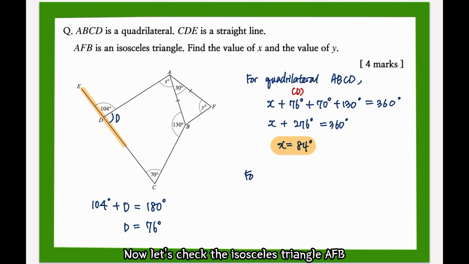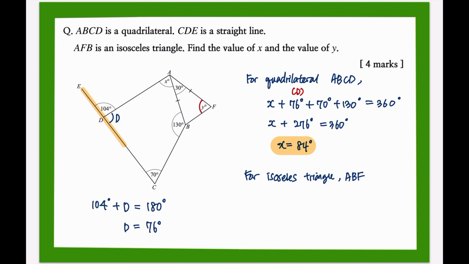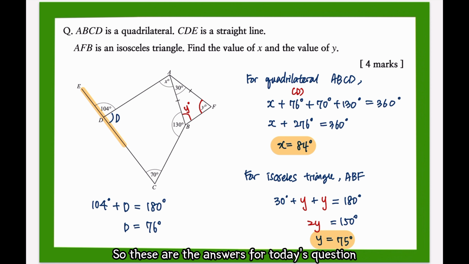Now let's check the isosceles triangle AFB. We know that the base angles are equal. So we can mark that the F angle and B angle are equal. Then 2y is equal to 150 degrees, therefore the y value equals 75 degrees. So these are the answers for today's question.